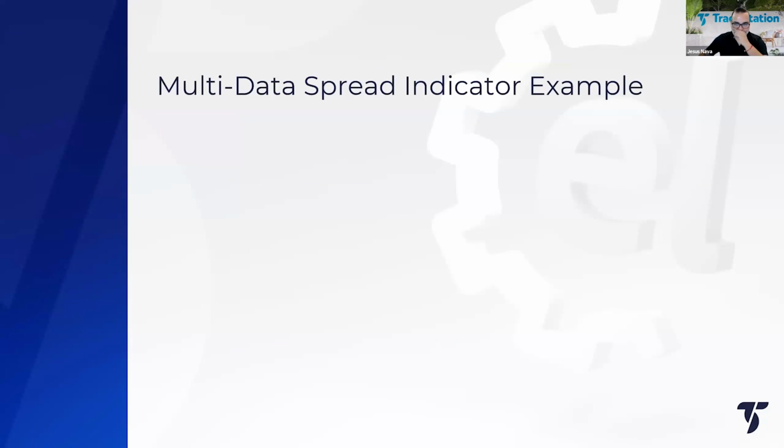Multi-data spread indicators. We're going to take a look at an example of an indicator that creates some sort of a spread, a spread meaning one symbol minus the other, and a ratio, which is one symbol divided by the other. We're going to take a look at sample code that you can use for an indicator, and then we're going to take a look at sample code that you can use in a strategy.